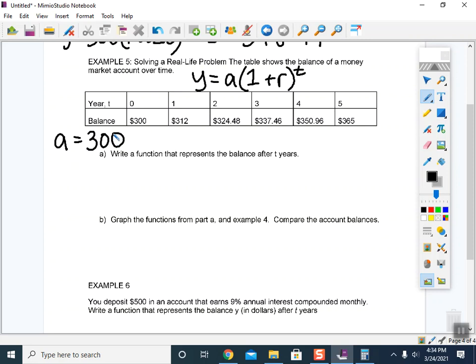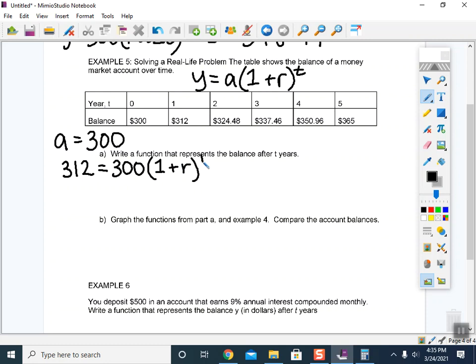Okay, and if I look at what happens the next year, so after 1 year, I have gone up to $312, right? So when t equals 1, my y value is 312. I am going to use that information to be able to solve for my rate. So at 1 year, I have $312. So here's how we're going to set this up. 312, my a value is 300 because that's what I'm starting with, times 1 plus r raised to the first power.